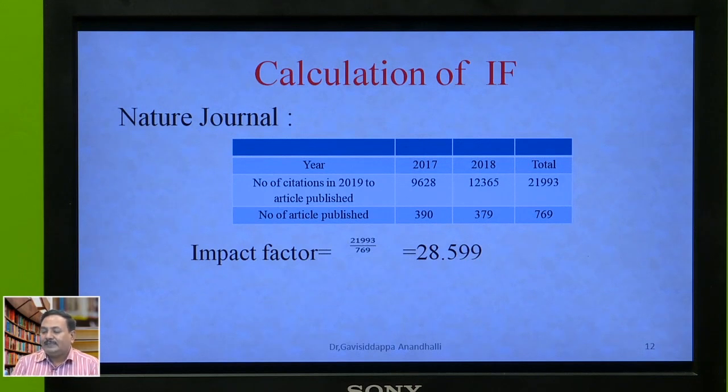Similarly, the number of articles published: in 2017 it published 390 articles and it published 379 articles in 2018. Altogether it amounts to 769 articles. Therefore, the impact factor is very easy to calculate. Once you know the number of citations received divided by the number of articles published, that gives the impact factor of the given journal. Therefore, 21,993 citations received for the last 2 previous years divided by the total number of articles published in those years, 769, gives about 28.599.